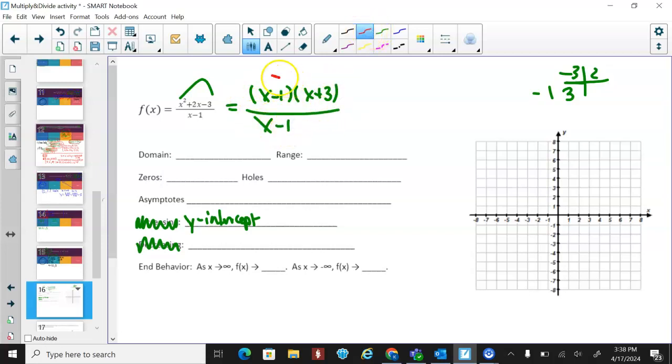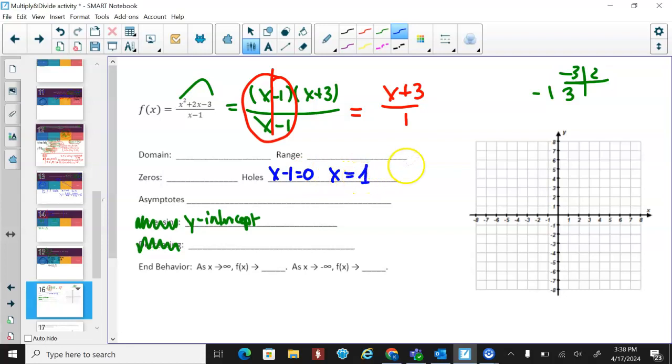So remember, this is a repeated factor, which is my hole. That goes away. So what's left is x plus 3 over 1. Okay, I'm going to leave it over 1 because I want you to see something. So I'm going to start with my hole. My hole is x minus 1 equals 0. So x equals 1. This is my first point of my hole. Okay, because I want to know where the hole is located exactly.